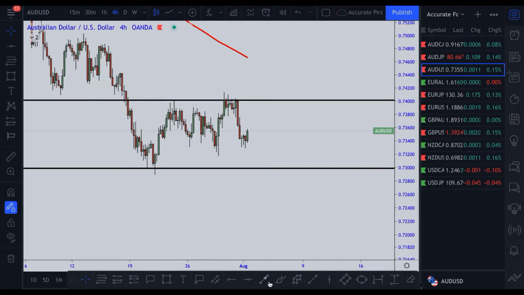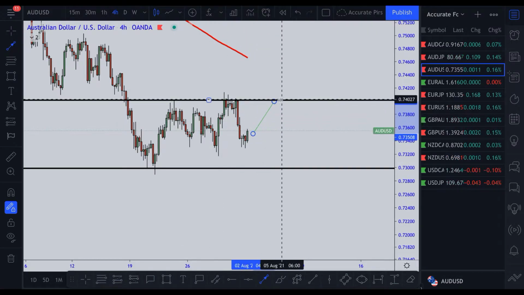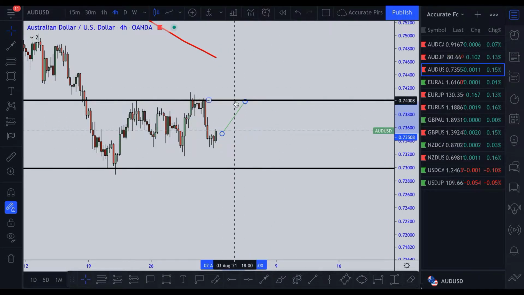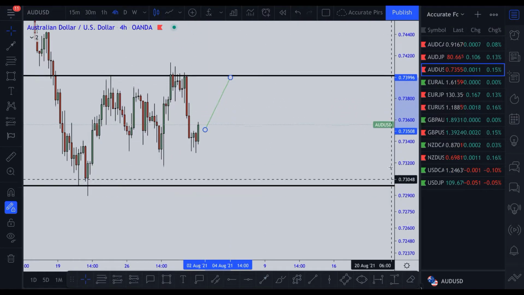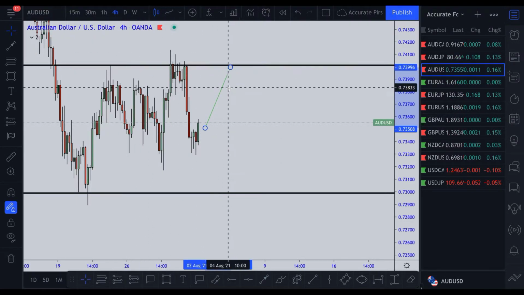So yet again, with AUD USD, what I'm looking for is price to push up to this price level right here. So with AUD USD, I'm going to wait for price to retrace back up to this resistance level right here. And then I'm going to be looking to take some short trades, looking for any kind of candlestick reversal patterns happening around this price level right here.